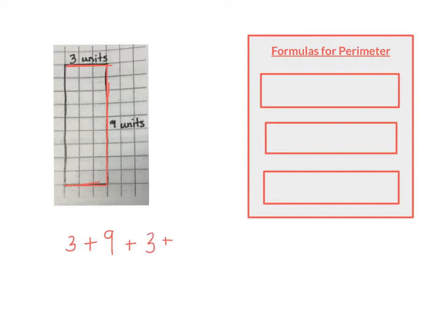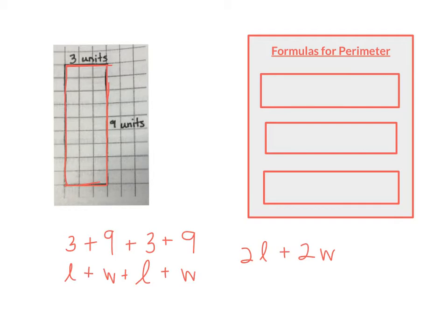Length plus the width. Do you guys agree? So this is the length plus the width plus the length plus the width. How many lengths do we have to add? 2 lengths, okay. How many widths do we have to add? So another way we can find it is 2 lengths plus 2 widths.